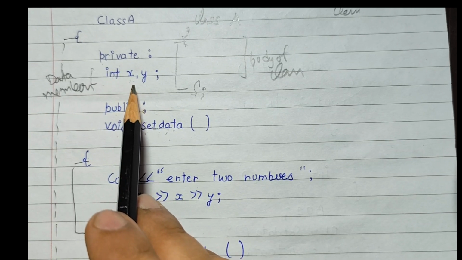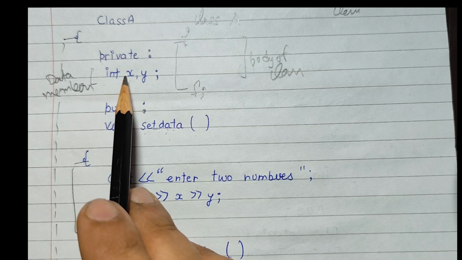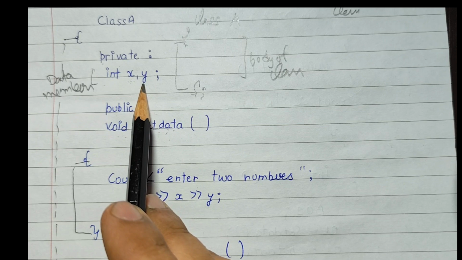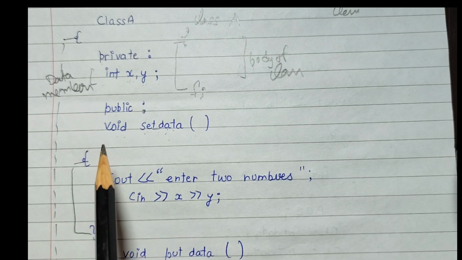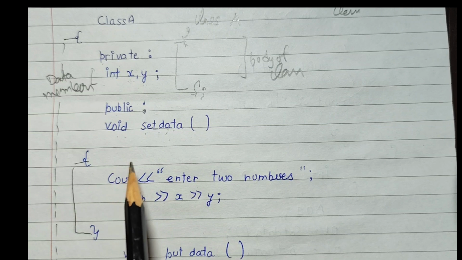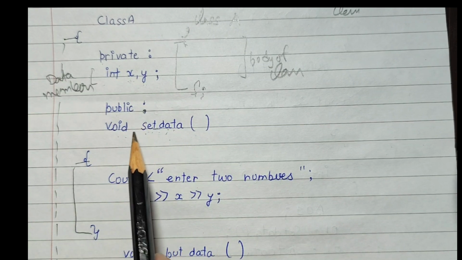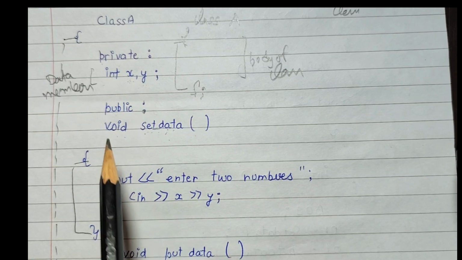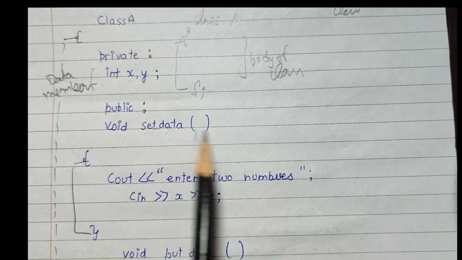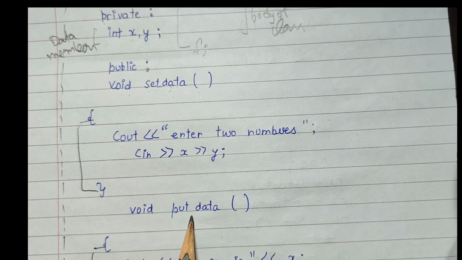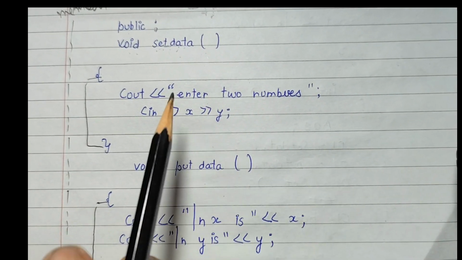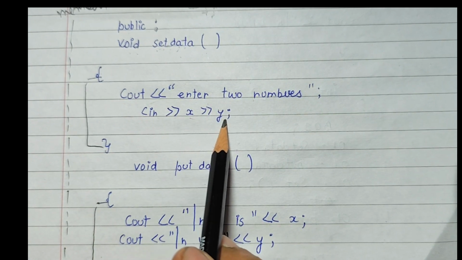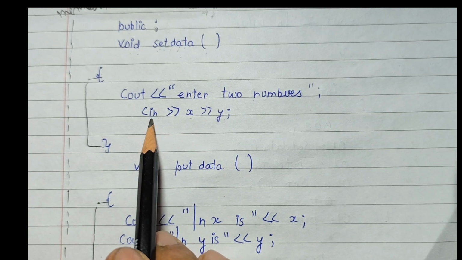are empty, because the data type is int. It means 2 bytes memory is allocated for x variable and 2 bytes memory is allocated for y variable. But right now x and y are empty. So using the setdata member function, I input or manipulate the values in x and y variable. Setdata member function is used for inputting, and putdata member function is used for outputting. So in the setdata member function, first I display the message enter two numbers, then I input the value in x and y variable using cin object.